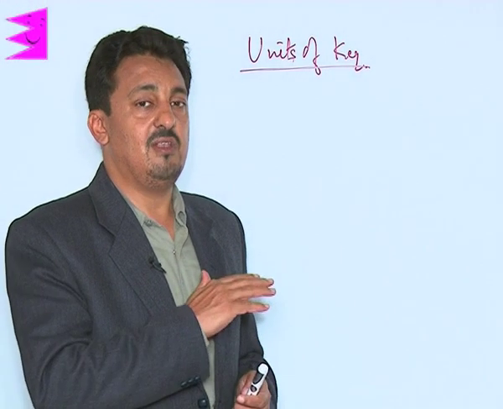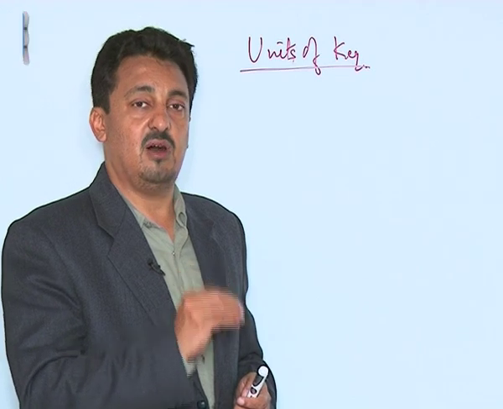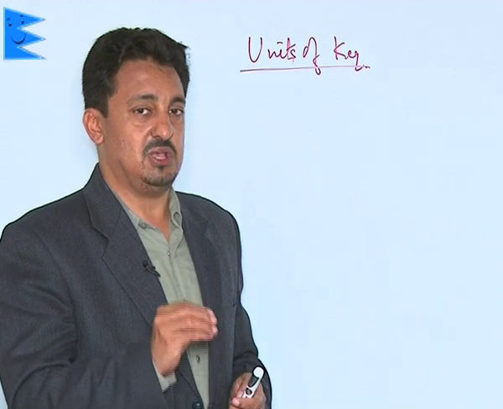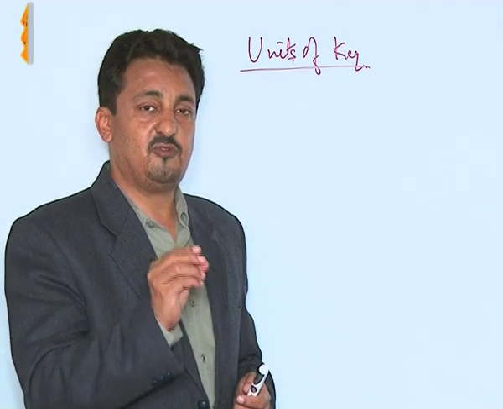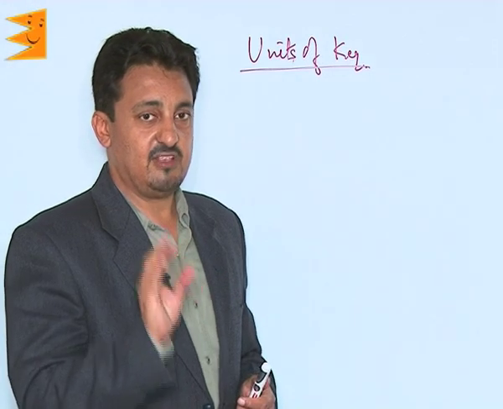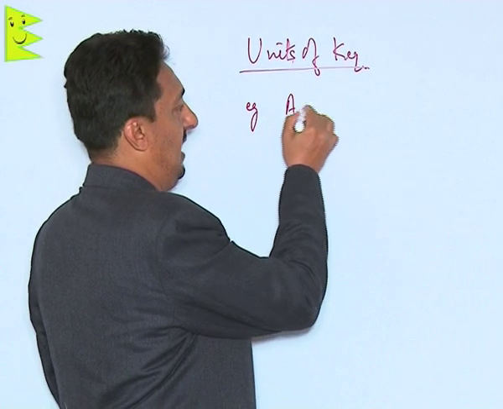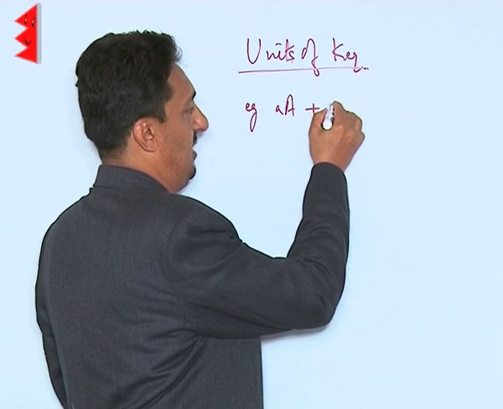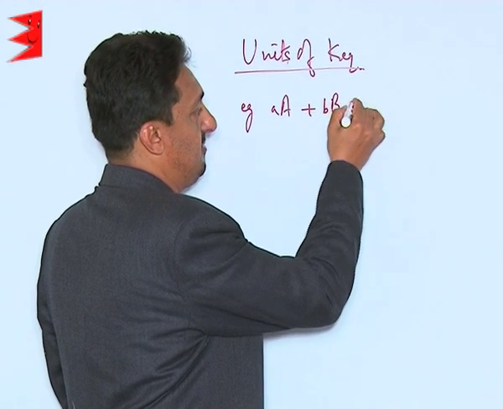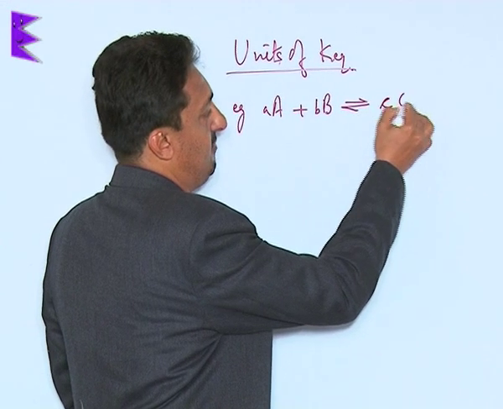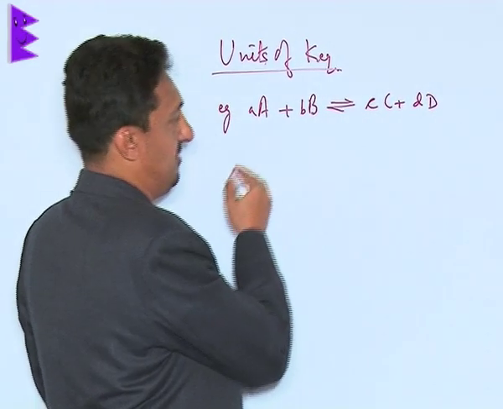Therefore, we generally don't have the system of writing down the units of the equilibrium constant after its value. I can explain this with an example. Let us take a moles of A combining with b moles of B to form c moles of C and d moles of D.